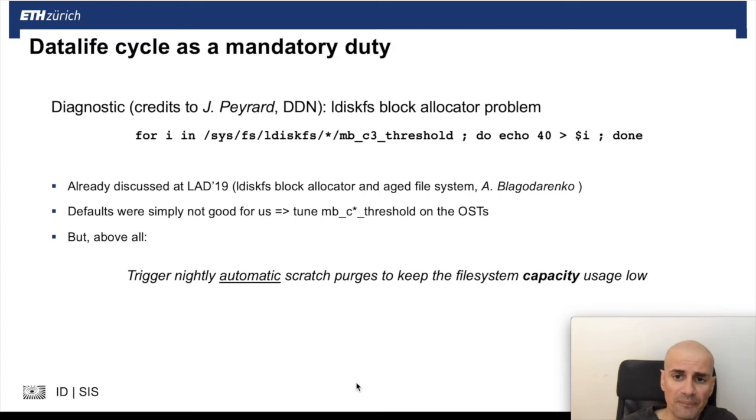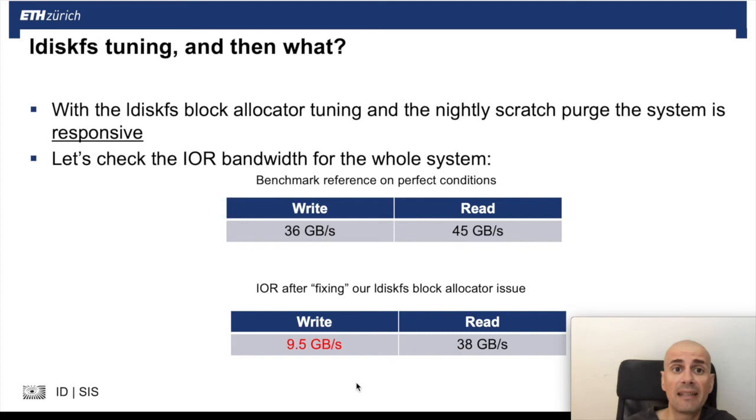Once we had this LDiskFS tuning, once we had these automatic purges in place, then what? Well, the system is responsive. We can have reasonably good performance for a single task. As I said, 1 gigabyte per second for a single task is okay, but it's not yet there, because if we check the performance of the system, we discover that our write performance was still almost a quarter of the performance that we used to have when we benchmarked the system.